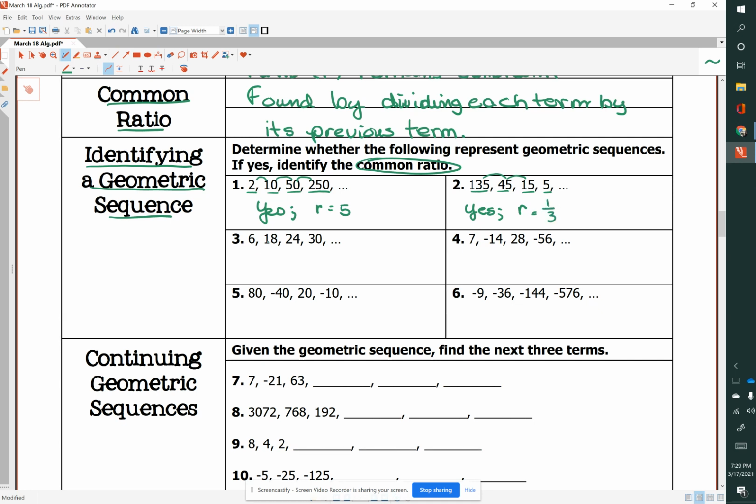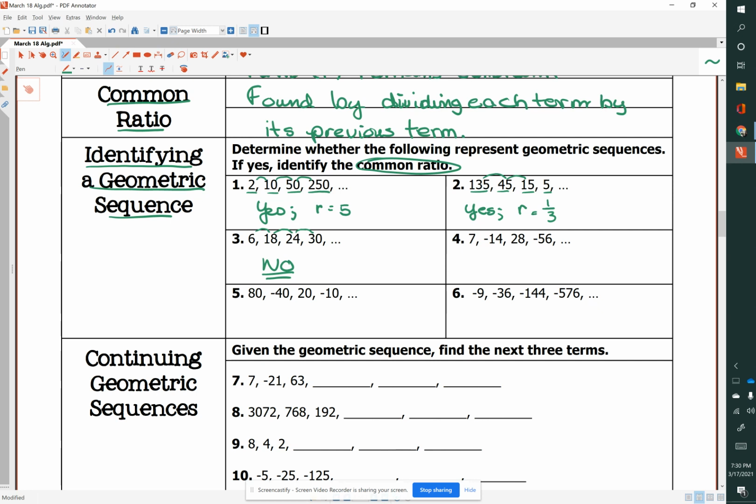Now, number 3, to get from 6 to 18, we multiply by 3, but to get from 18 to 24, we're adding 6, so we multiply by 4/3. From 24 to 30, we multiply by 5/4. So something different is happening in each one of these numbers. So this is not a geometric sequence.